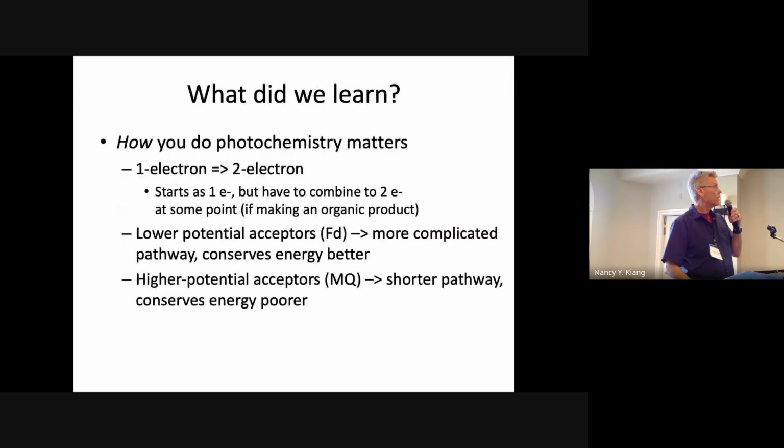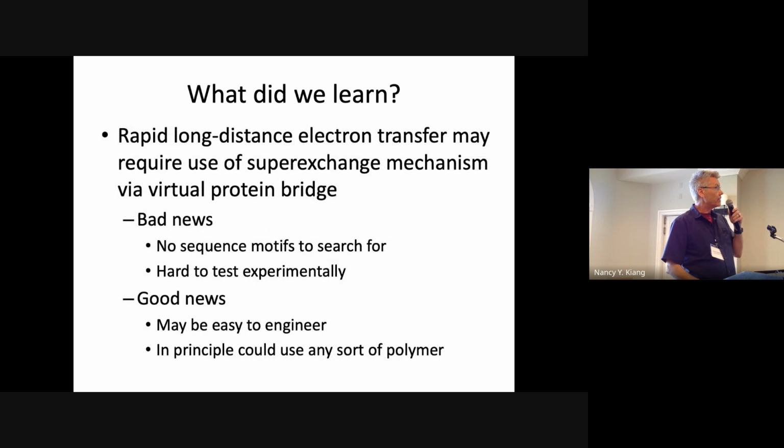And so I'm going to summarize all this. Photochemistry matters. You're always starting out with one electron. You've got to combine the 2 electrons if you're going to make a bond. Does it happen in the reaction center? Does it happen later? And what are the potentials of your acceptors that are going to determine how complicated your pathway is and how much biological energy you can extract from it? And if you're going to have rapid long-distance electron transfer, you may need to use a superexchange mechanism.